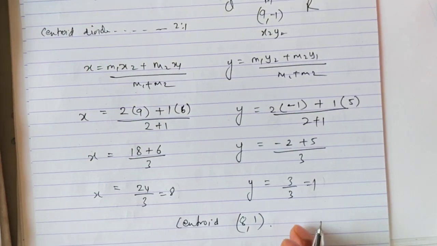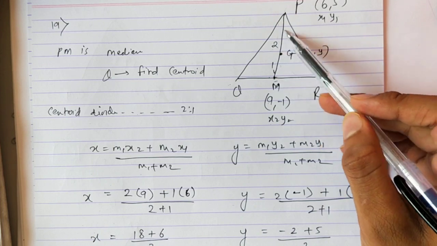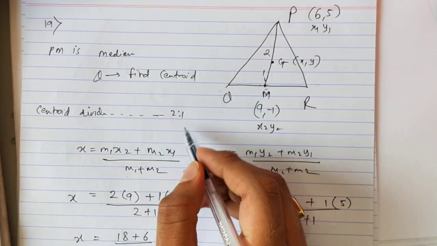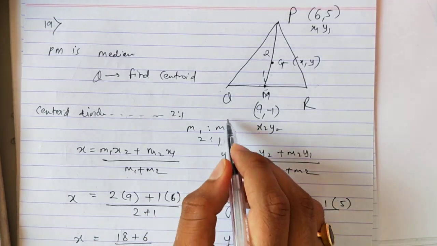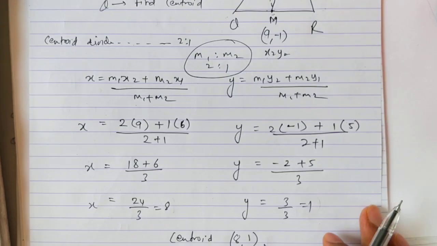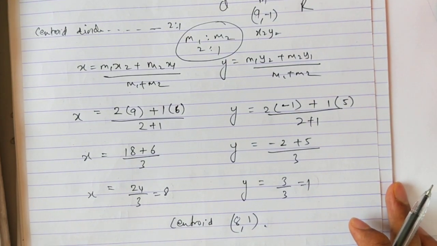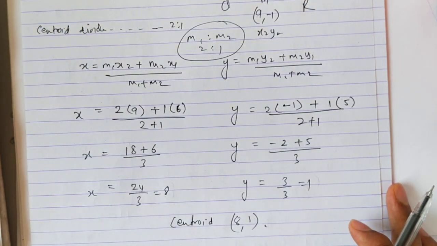Okay, so the learning in this part was that for a median, the centroid divides the line in 2:1 ratio. So that is why our m1 ratio m2 becomes 2:1. This was the learning part. Okay, so copy this sum, and with this we complete the section and midpoint chapter for now.